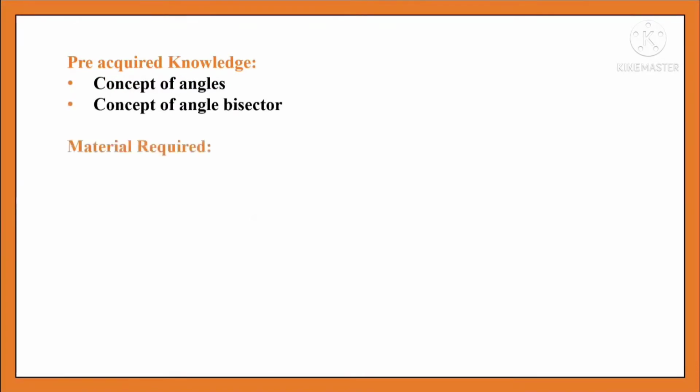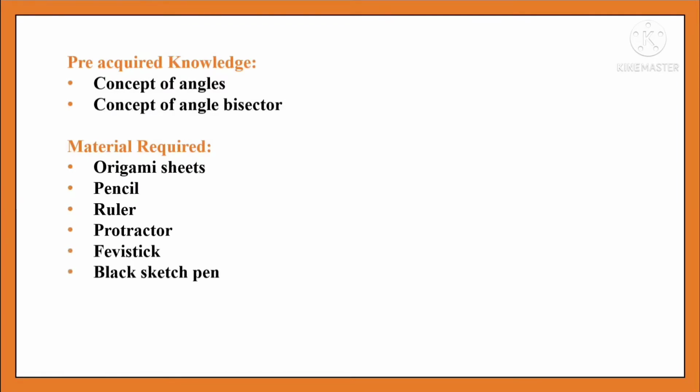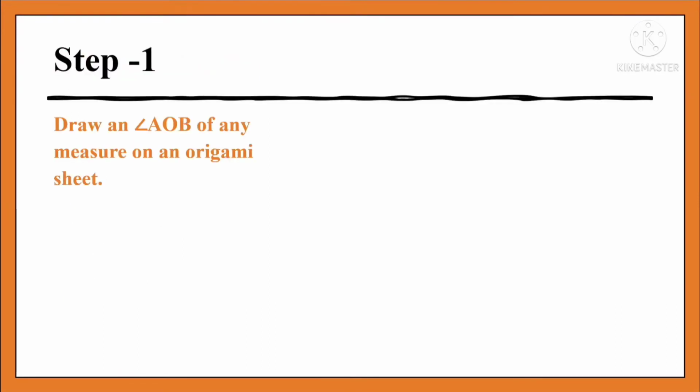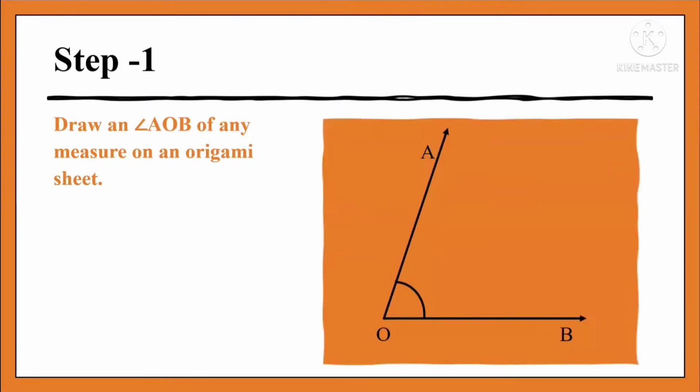What is the material required? We need an origami sheet, a pencil, a ruler, a protractor, a stick, a black sketch pen, and scissors. So it's an easy activity. What is the procedure? The first step is to draw angle AOB of any measure on an origami sheet. So I take an origami sheet and make angle AOB on it.